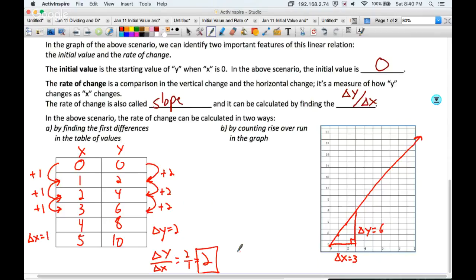Let's use our formula again. Delta y over delta x equals, in this one over here, it's 6 over 3. But you'll notice that still simplifies to 2. So that's how we can go from graph back to rate of change and table back to rate of change. So we should be able to go between situations, tables, graphs seamlessly at this point.